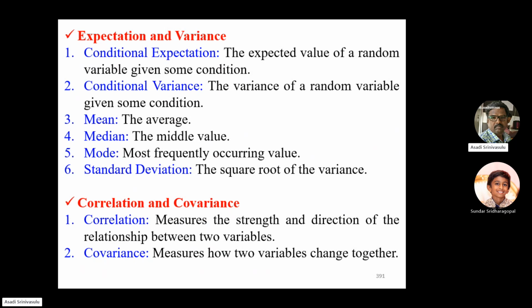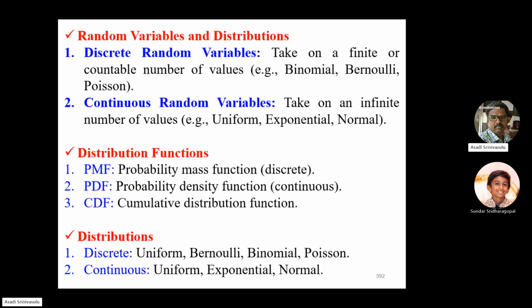Mean means the average value, median the middle value, mode the most frequently occurring value, and standard deviation is the square root of the variance. Correlation and covariance we have seen already. Correlation measures the strength and direction of the relationship between two variables. Covariance is nothing but a measure of how two variables change together. That is called covariance.